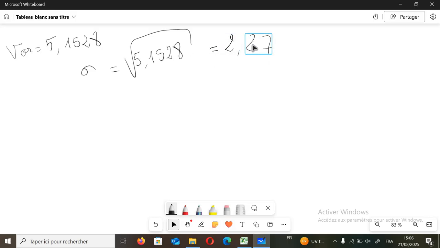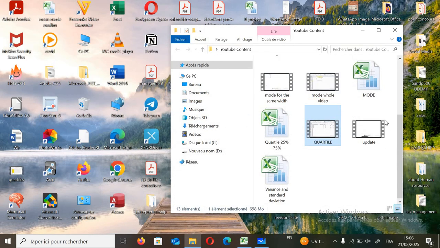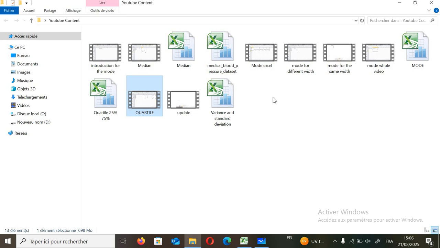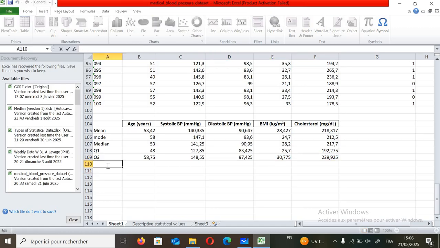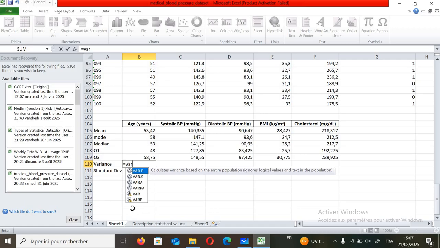Okay, so that's it for this part. But I'm going to apply this with Excel formulas, which give us the opportunity to calculate the variance and standard deviation directly. We're going to do that in our medical blood pressure data sets. Let's calculate the characteristics of dispersion, variance and standard deviation. Then we call the formula of variance.